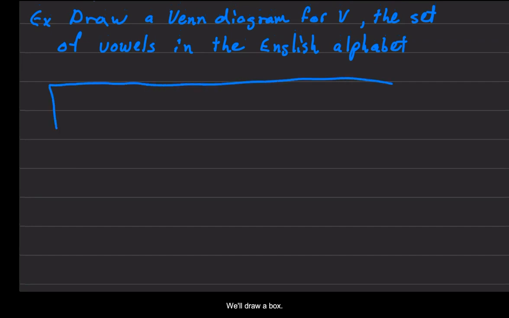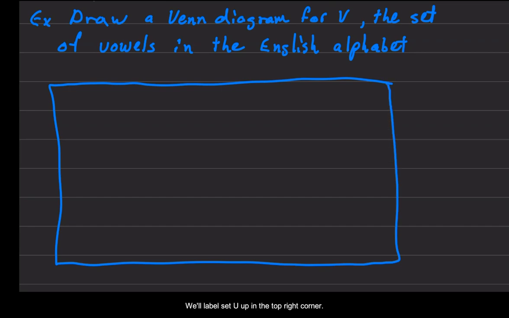Let's go ahead and draw a box here, and we'll label set U up in the top right corner. It's a standard place to label your universal set. And we'll say universal set is all English letters.